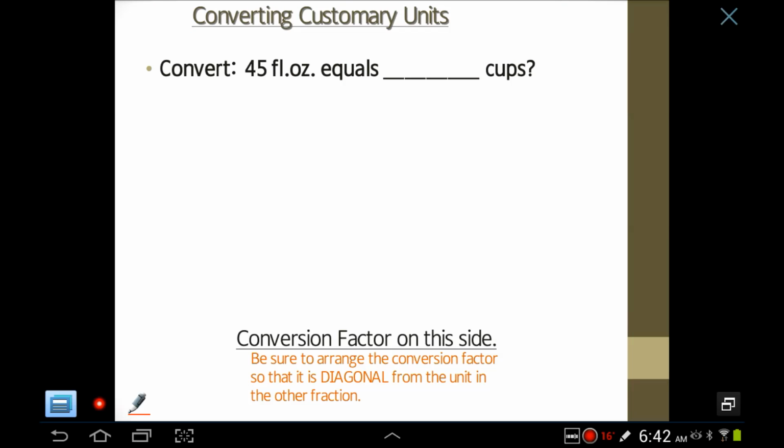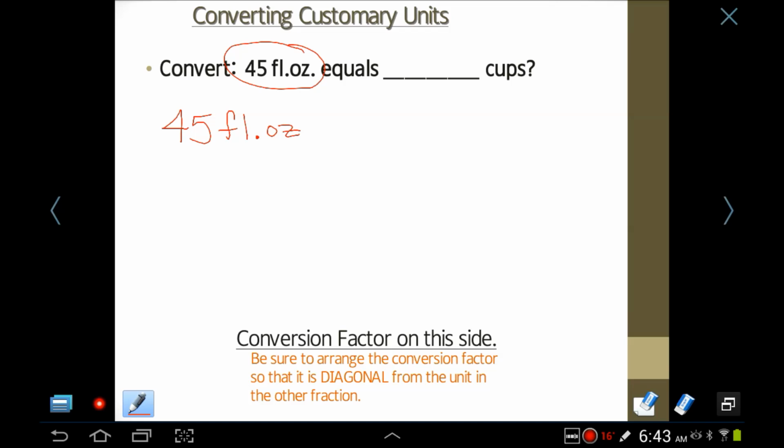So one of the first things that we're going to do is write this number as a ratio. So 45 fluid ounces, and I'm going to write it all out: 45 FLOZ, that's the abbreviation for fluid ounces, over 1. So that's going to be our simple ratio right there. And then we're going to multiply that by the conversion factor. The thing that you have to remember here is that you want to arrange the conversion factor in such a way that the units are diagonal from each other.